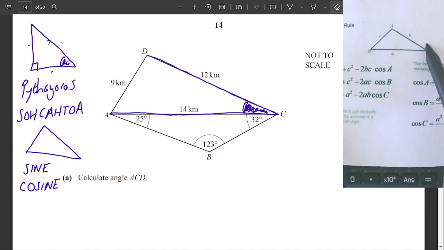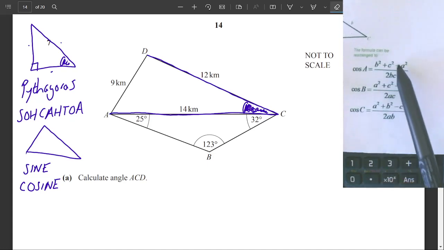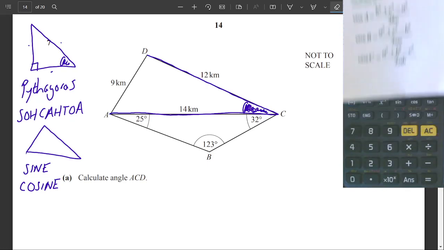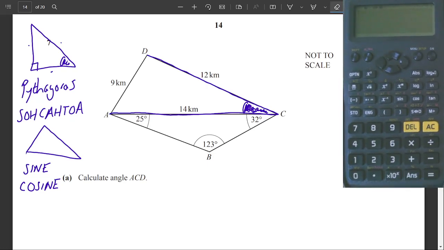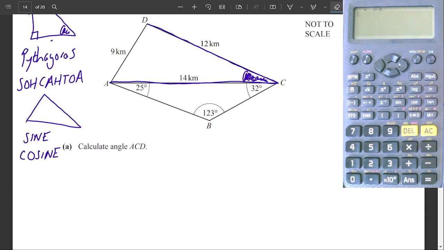Okay. If you want to work out an angle in a cosine rule, we use the rearranged formula, which is this one. Let's write it down. So the rearranged formula for the cosine rule will be cos of the angle equals b squared plus c squared minus a squared, reminding us of Pythagoras, over 2bc.